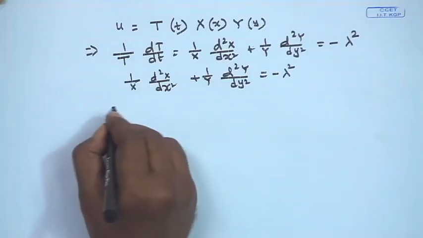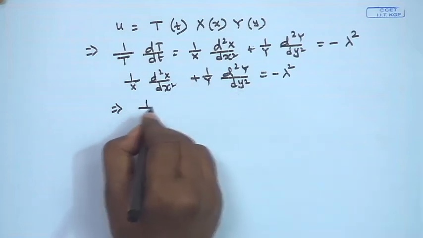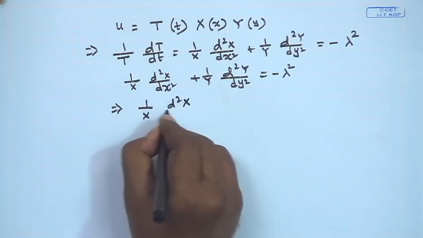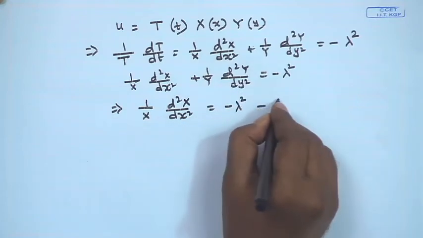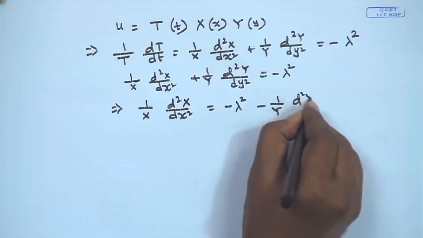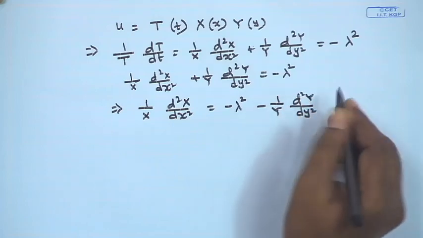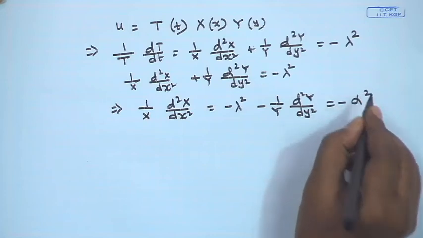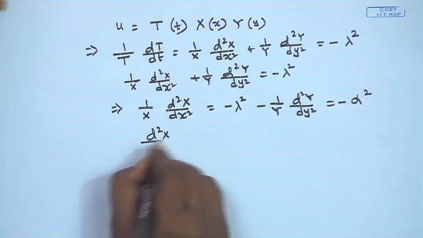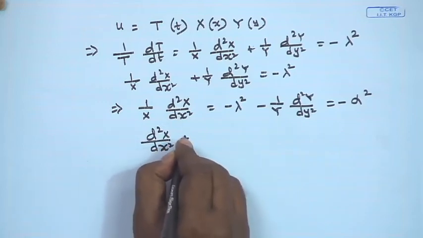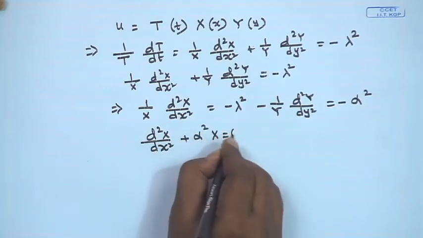Now, since in this problem we will be having the homogeneous boundary conditions both in x direction and y direction, we will be formulating the standard eigenvalue problem or Sturm Liouville problem in both directions independently. So, therefore, we write 1 over X d square X dx square is equal to minus lambda square minus 1 over Y d square Y dy square, and this will be equal to minus alpha square in order to have a non trivial solution. So, let us formulate the standard eigenvalue problem in the x direction: d square X dx square plus alpha square X is equal to 0.